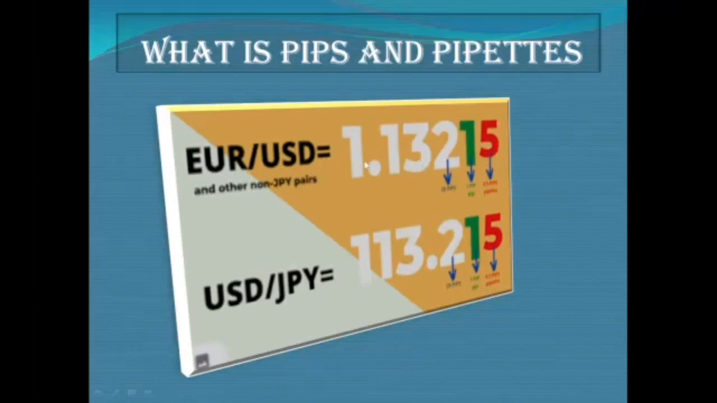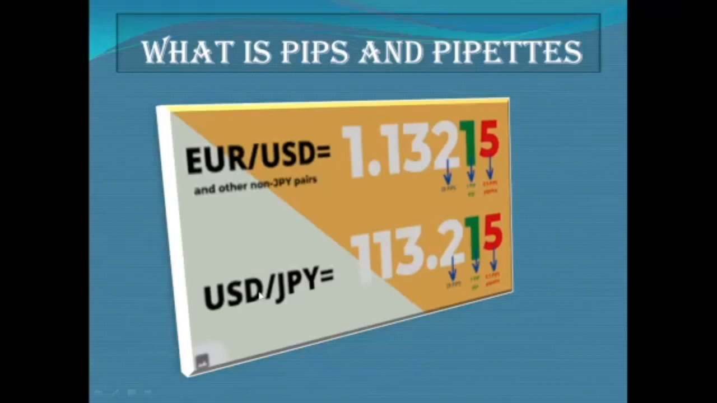So whenever you're calculating your pips, you calculate from here, 1.1321, and then you end it. So if the market moves from 1.1321 to 1.1322, it moved 1 pip. That is what it means. The same thing is applied here. Now this is determined differently because this particular pair has a Japanese yen.